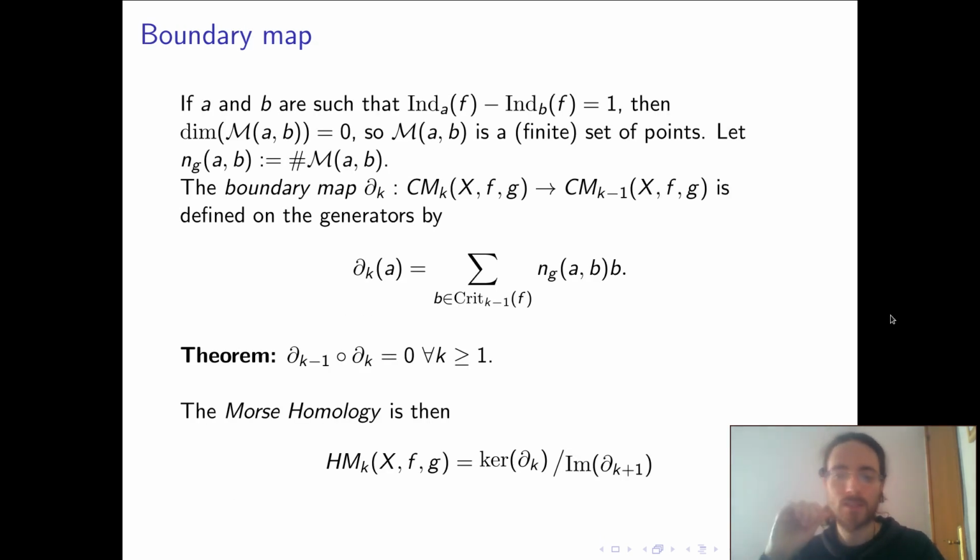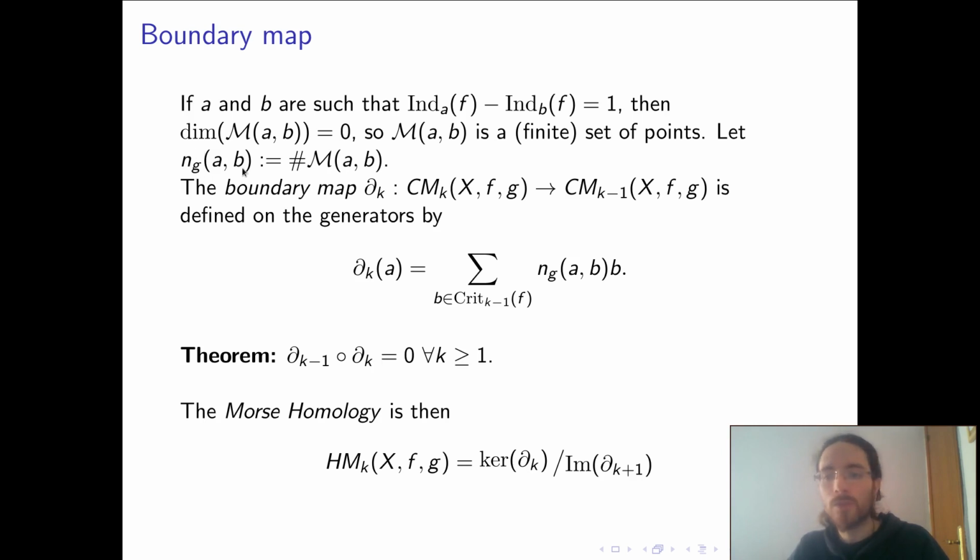But the important thing is that Morse moduli spaces are used to define the boundary map that I was telling you before that we need. So the idea is the following. If we have two critical points A and B which have consecutive indices, then the moduli space has dimension 0, and in this case this is compact. This does not have any weird behavior. So this is a finite collection of points. So we can count those points, and this is legal.